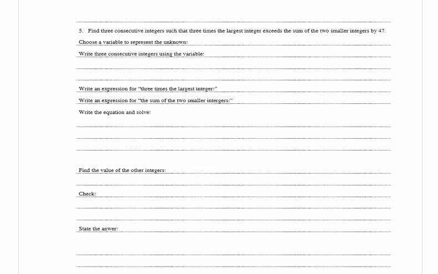In 5, it says, find 3 consecutive integers such that 3 times the largest integer exceeds the sum of the 2 smaller integers by 47. And the first thing they want us to do is choose a variable to represent the unknown. So we're going to say that x is equal to the smallest integer, and now it wants us to write 3 consecutive integers using the variables. So if the smallest integer is equal to x, and we're looking for 3 consecutive integers, the second integer would be x plus 1, and the third integer would be x plus 2.